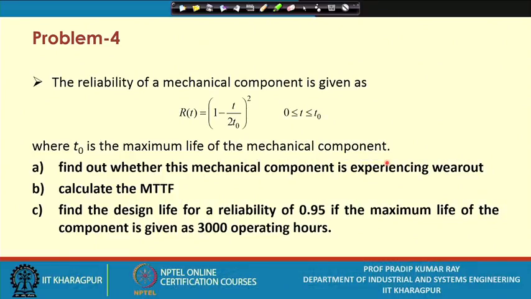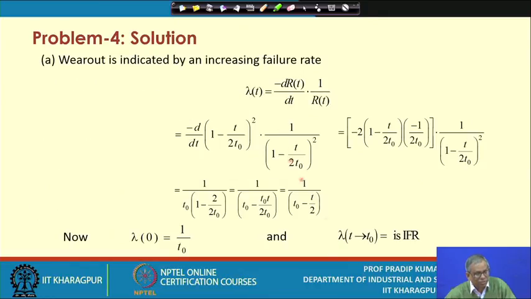Find the design life for a reliability of 0.95. It is pre-specified that the maximum life of the component is given as 3000 operating hours. So this is another dimension of the problem. Wear out is indicated by increasing failure rate. I have already pointed this out. So lambda(t) is, this is the basic expression you have, that means f(t) by R(t).